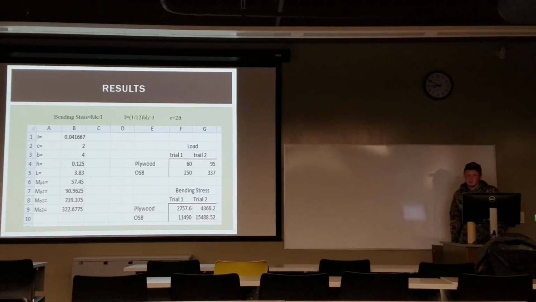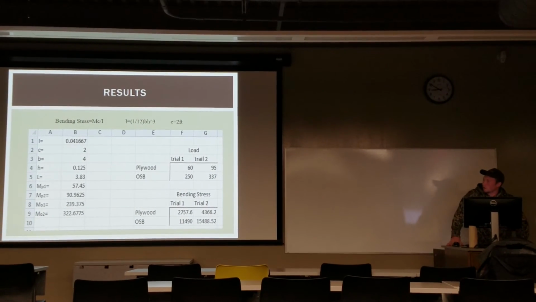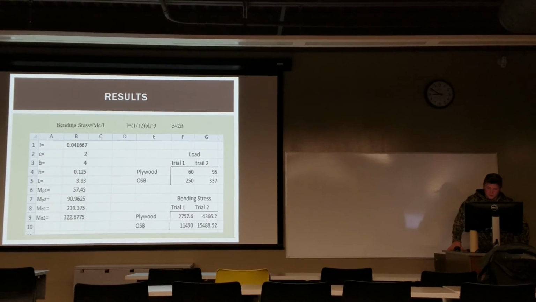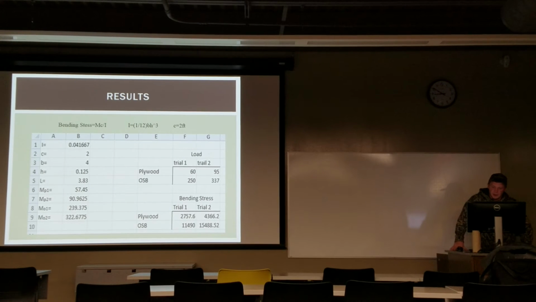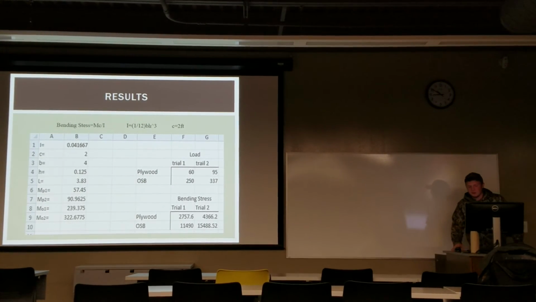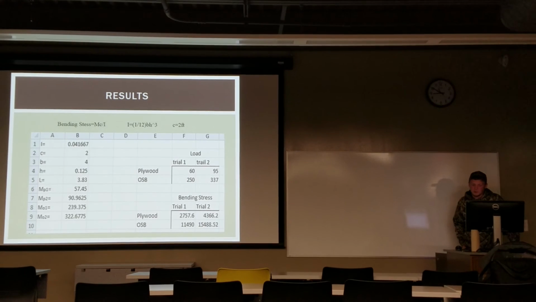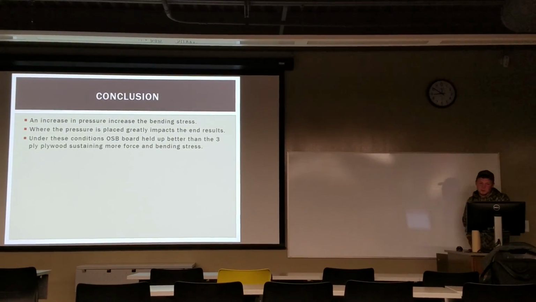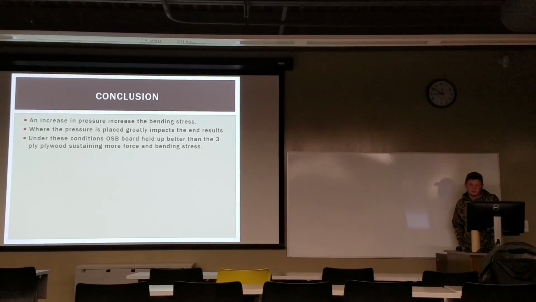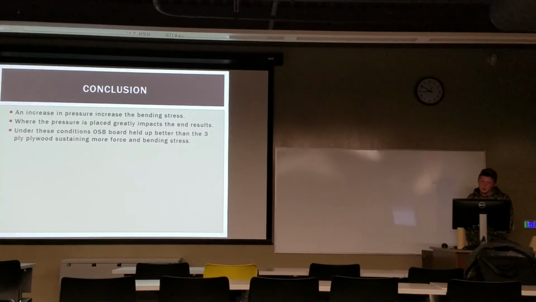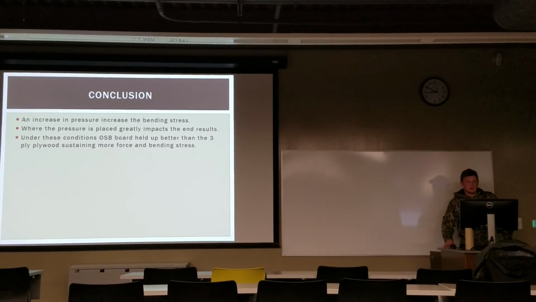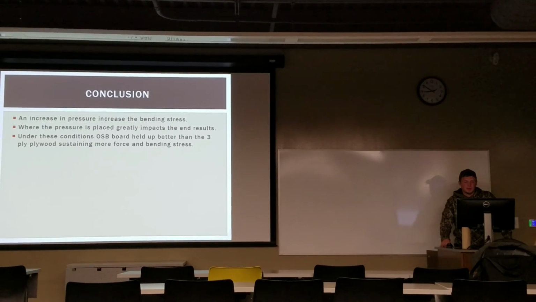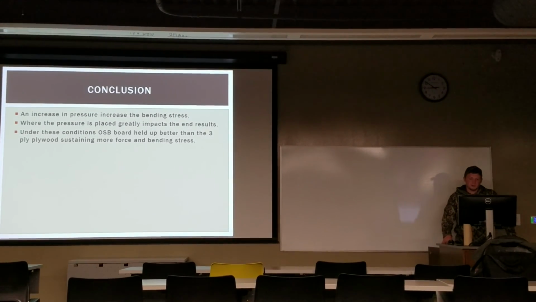And then I used Excel to help me calculate the bending stress of each one. And you can see on the bottom right corner that the plywood had a far less bending stress than the OSB board. So in conclusion, with the increase in pressure, we saw an increase in bending stress, and where the pressure is actually placed impacts the end results. And OSB board was far better than the 3-ply plywood and sustained more force and bending stress.